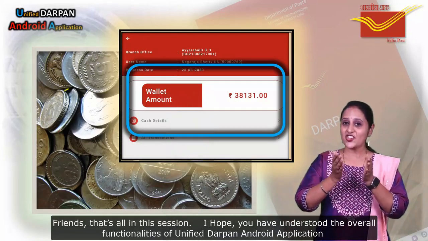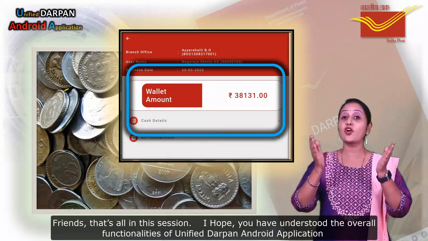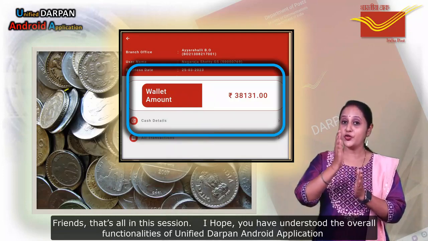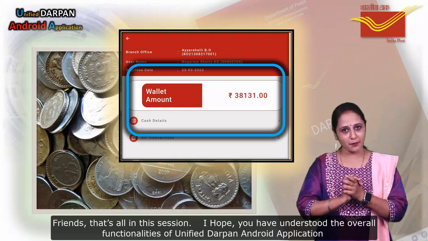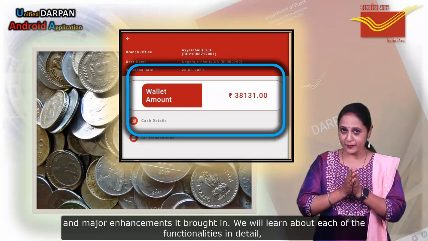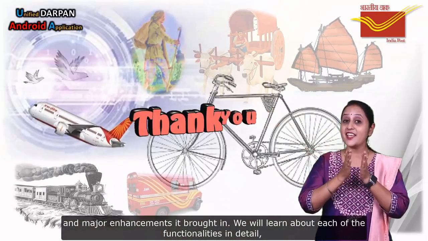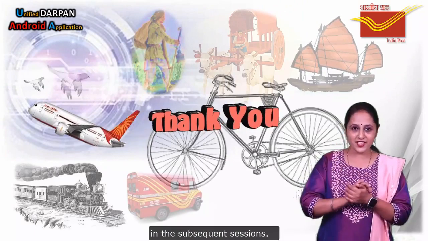Friends, that's all in this session. I hope you have understood the overall functionalities of Unified Darpan Android application and major enhancements it brought in. We will learn about each of these functionalities in detail in the subsequent sessions.